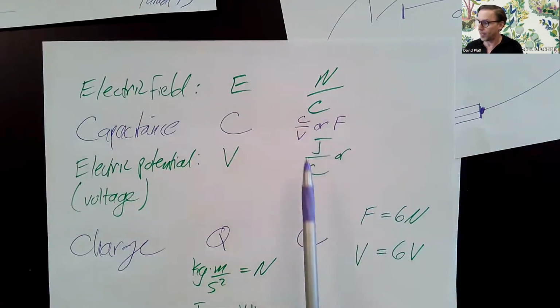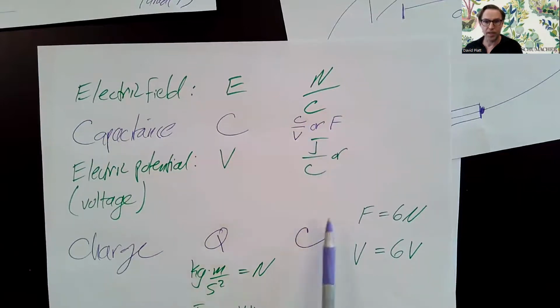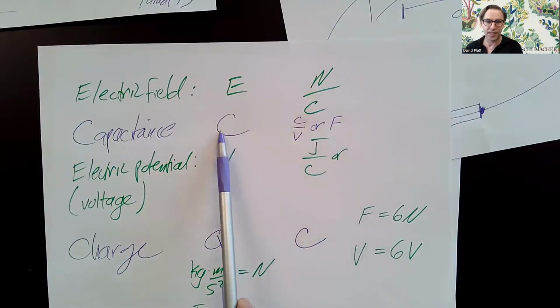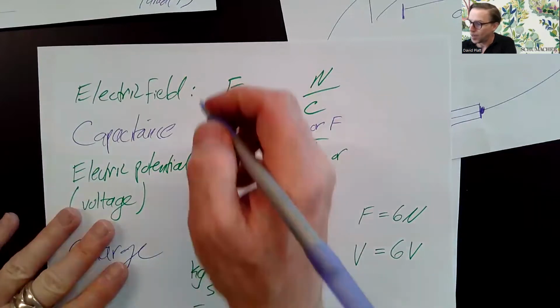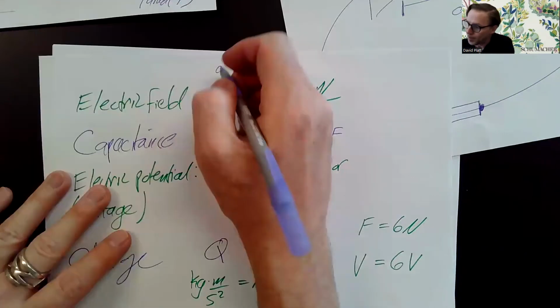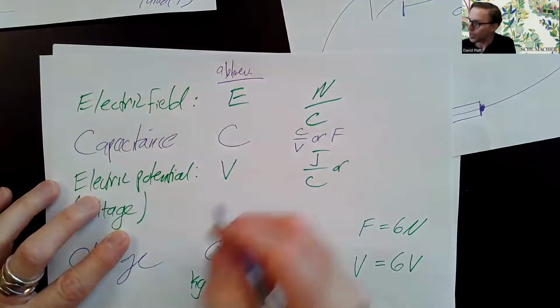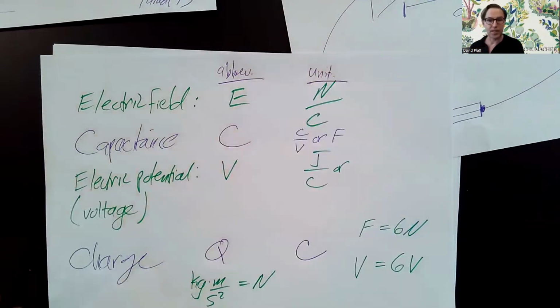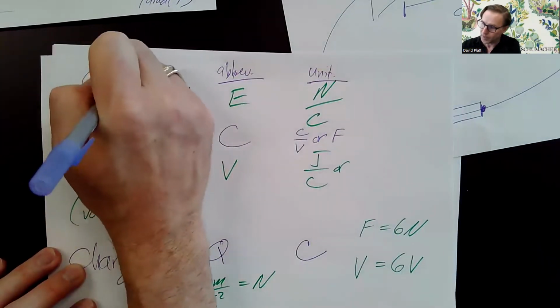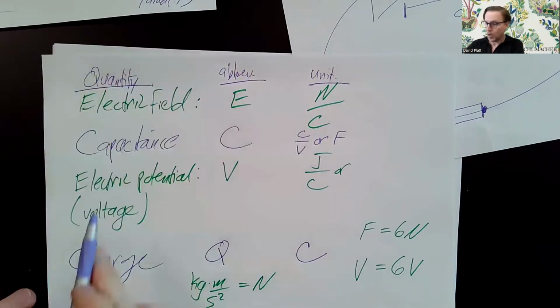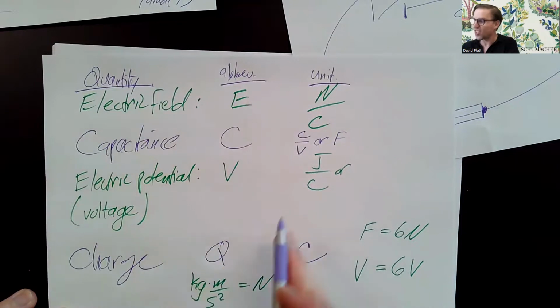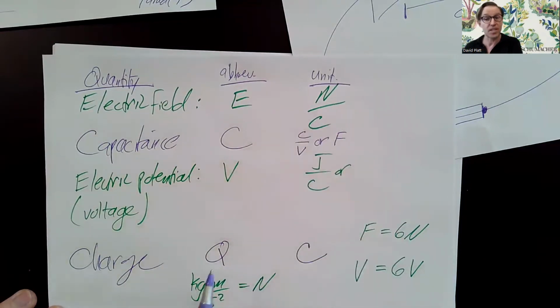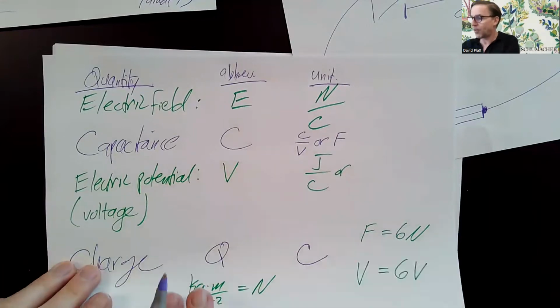So these C's all mean coulombs because this column is units. This C means capacitance, abbreviation in this column, unit in this column. These are quantities in this column. Quantities, abbreviations, units. Abbreviations are different from units. The abbreviation for mass is M. The unit for mass is the kilogram. Okay? Final thing.